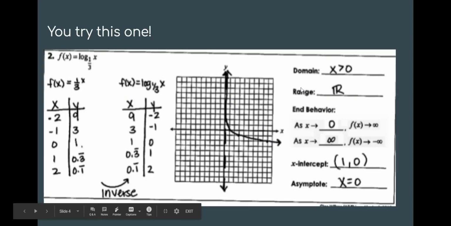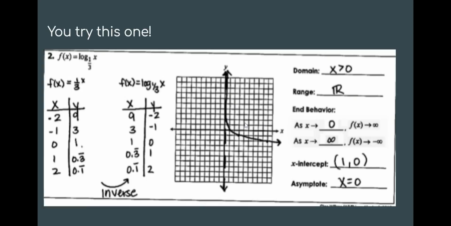Okay? The domain is all the x values greater than 0. The range is all real numbers. End behavior: as x approaches 0, y goes to positive infinity. As x goes to positive infinity, y is going to negative infinity.